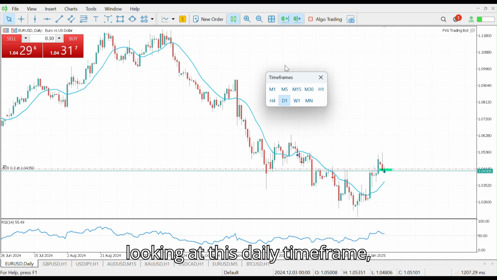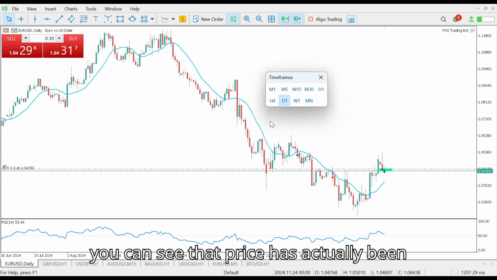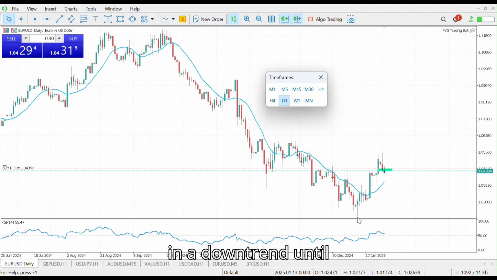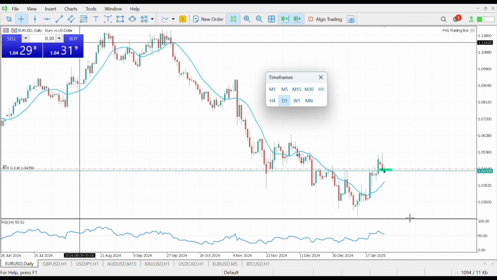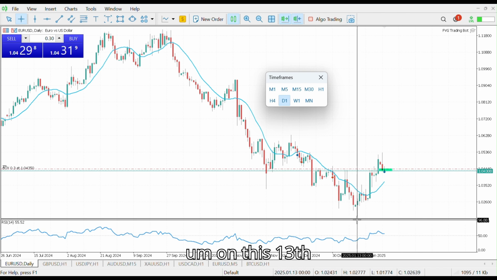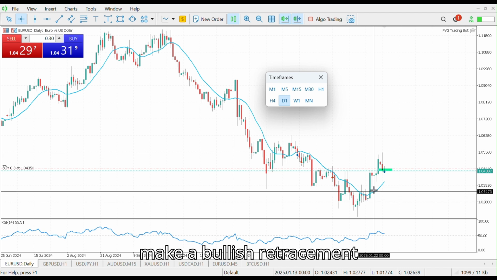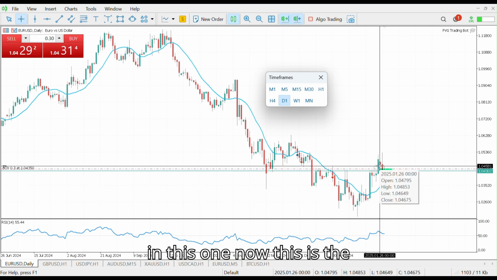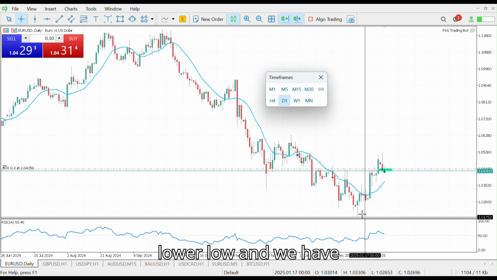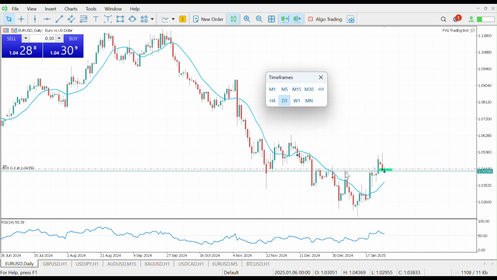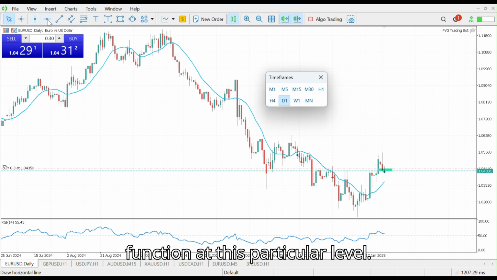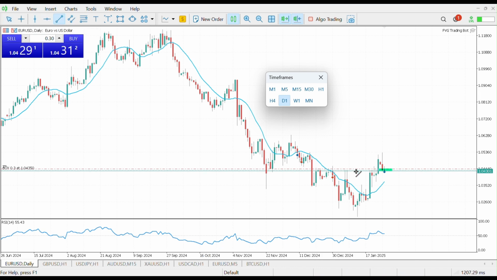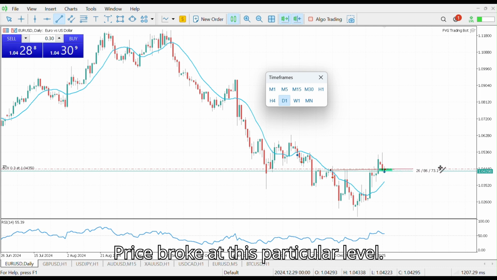Now, looking at this daily time frame, you can see that price has actually been in a downtrend until the 13th of January, where price began to make a bullish retracement, a bullish run. Now, this is the lower low, and this is the previous high we have. Here we can see that we have a breaking structure at this particular level. Price broke this particular level.